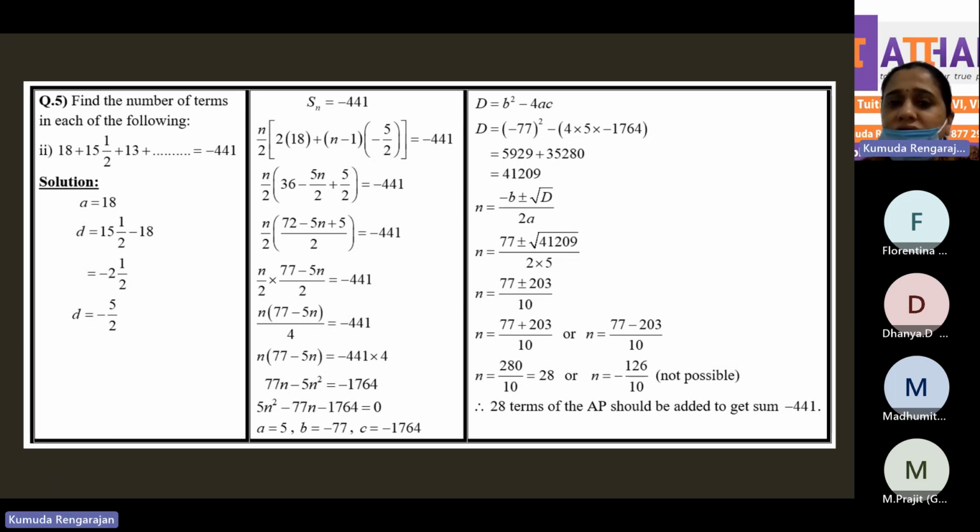So again, it's quadratic, and the numbers are large, so we won't split the middle term. We'll use the quadratic formula. Yeah, and minus 126 by 10 is not possible, negative. So 28. So the first 28, S28 is equal to minus 441. The sum of the first 28 terms is minus 441.